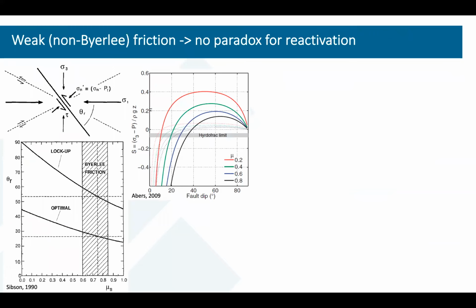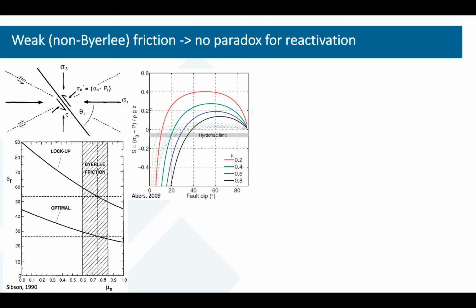But I like the way that Avers points out that the lockup limit is this hydrofrac limit, and that's essentially where sigma 3 equals the pore fluid pressure, and we expect to start having new hydraulic fractures rather than continued slip on our normal fault. And he points out that for friction values of 0.6 or 0.8, we do in fact have a lockup limit with a normal fault dip of 30 degrees or so.